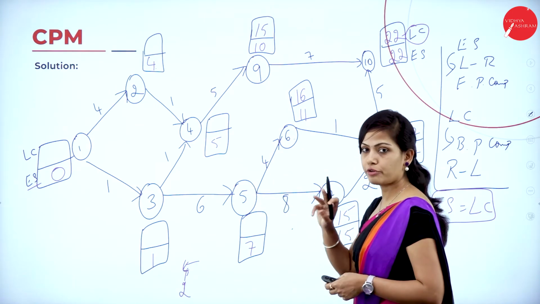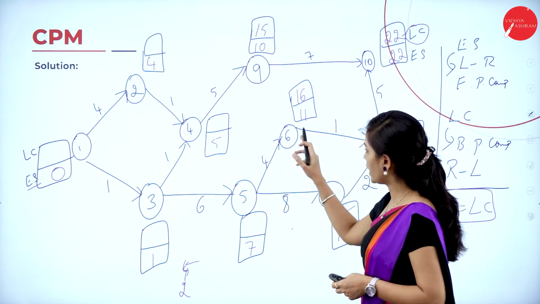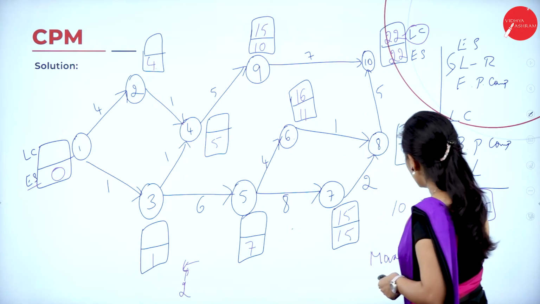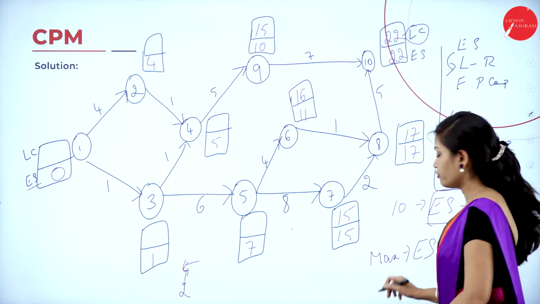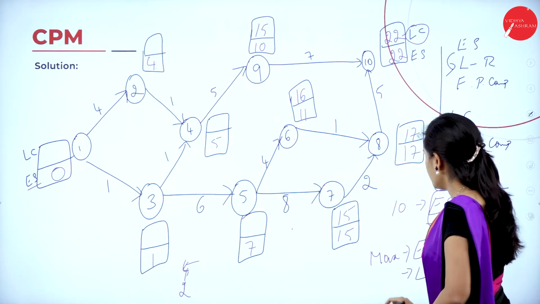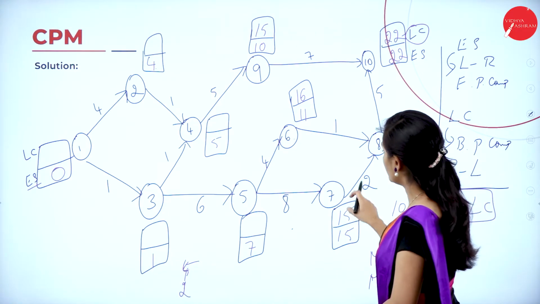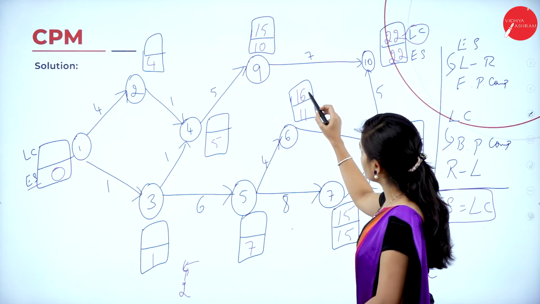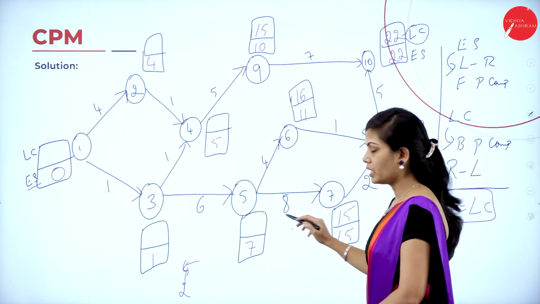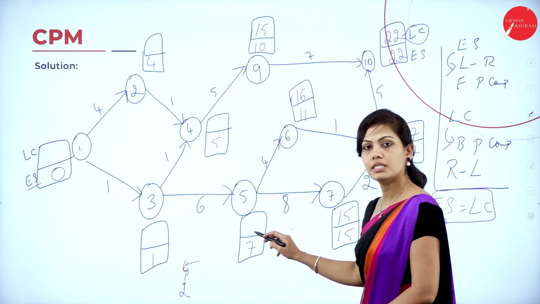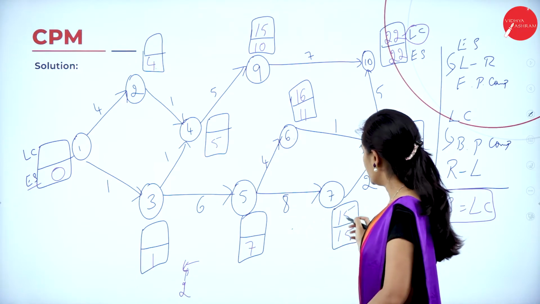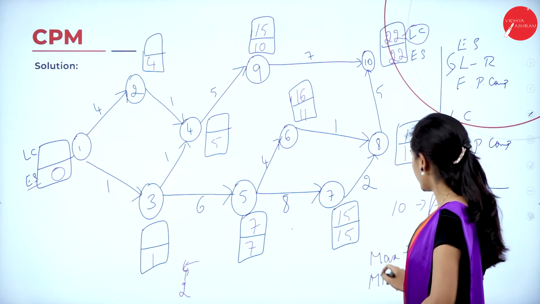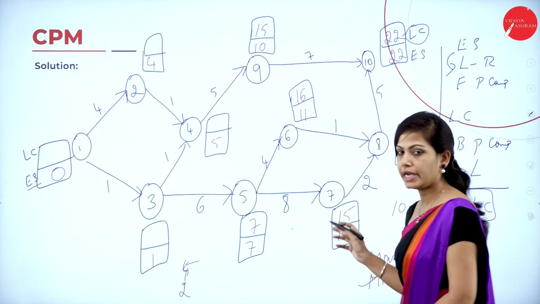And for node 5, you have two possibilities, from 7 to 5 and 6 to 5. You have to choose the maximum value for the earliest starting time. And for finding the latest completion time, you have to find the minimum value. So here, among these two alternatives, you have to find the minimum value. So first I'll take 16 minus 4 is 12 and 15 minus 8 is 7. So which is the minimum value? 7 is the minimum value. Is it clear? You have to find the minimum value for finding the latest completion time.